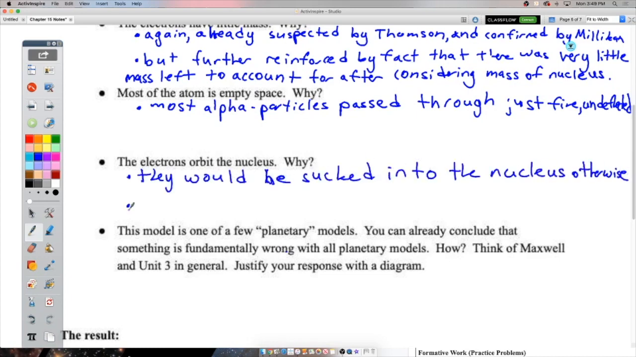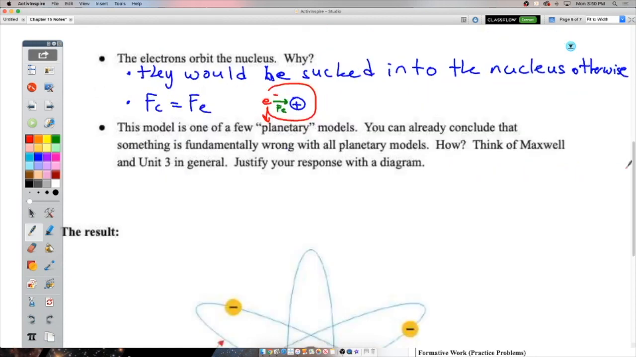So they avoid this the same way the moon avoids crashing into the earth, right? By having some tangential velocity and being in centripetal motion. But instead of gravity being the centripetal force here, it would be the electric force, right? And you can see there, if it ever stops with that tangential velocity, it will collapse into the nucleus, just like the moon would collapse into the earth if it was not for its tangential velocity.